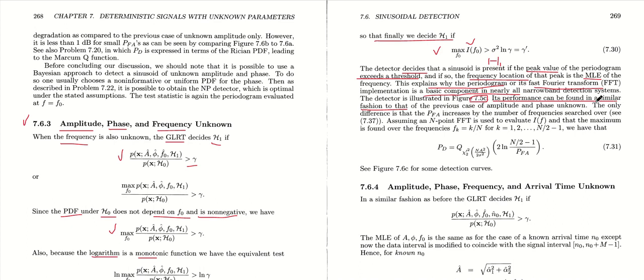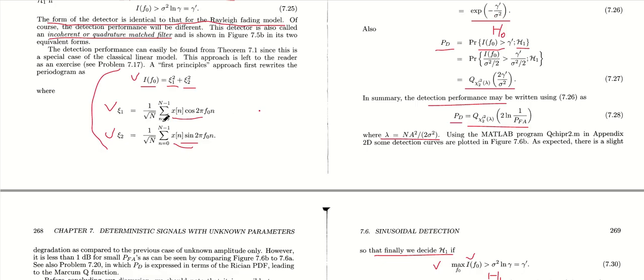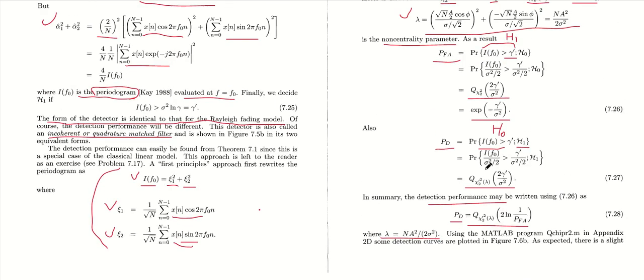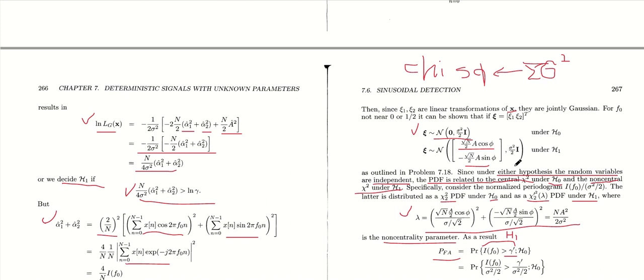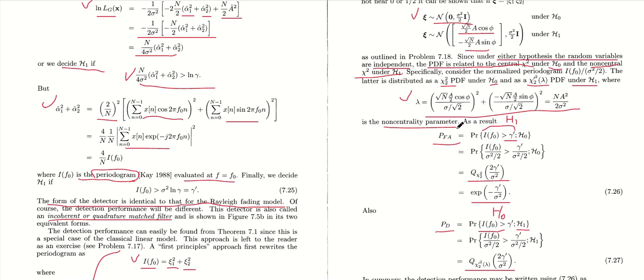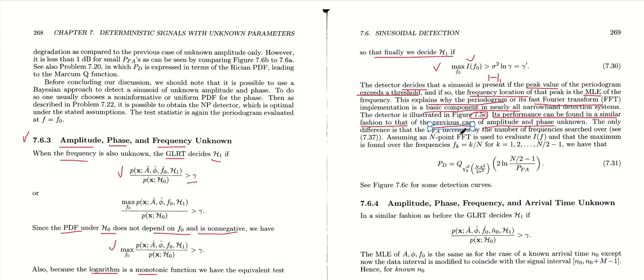Its performance can be found in a similar fashion to that of the previous case of amplitude and phase unknown. Amplitude and phase unknown goes through this chi-square discussion. Remember, we have this chi-square discussion when we are doing amplitude and phase unknown. Now it's the same similar stuff. The only difference is that the PFA is increased by the number of frequencies searched over.